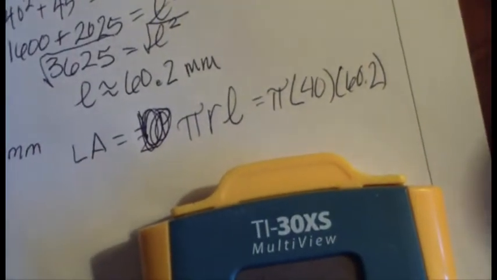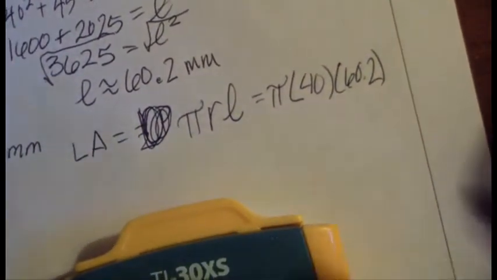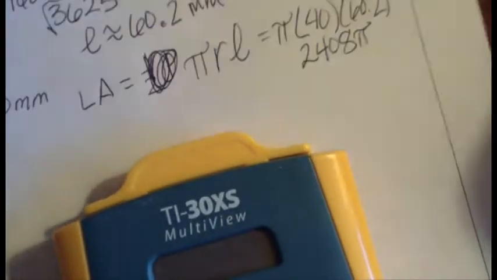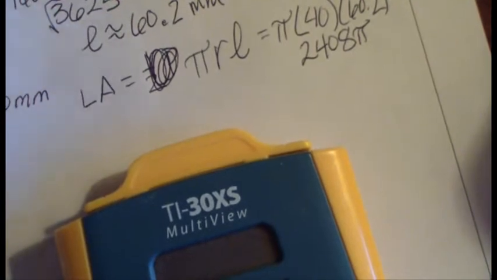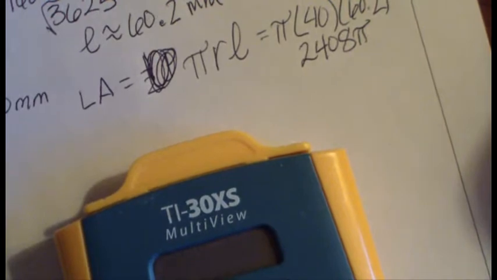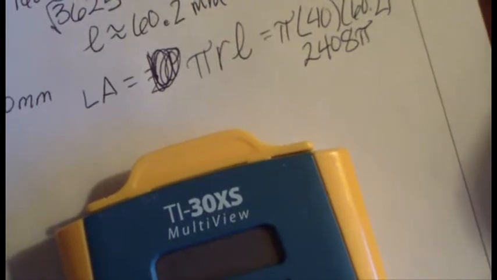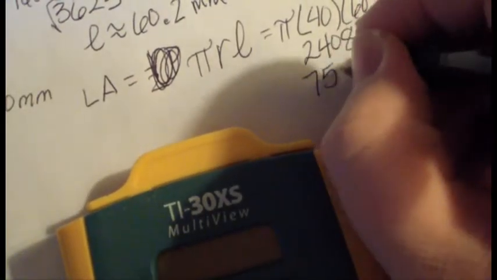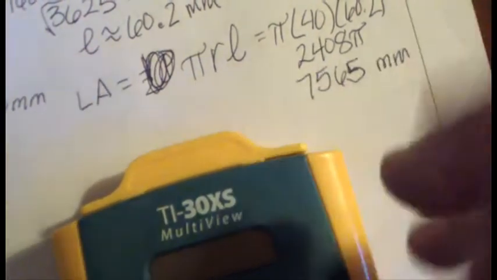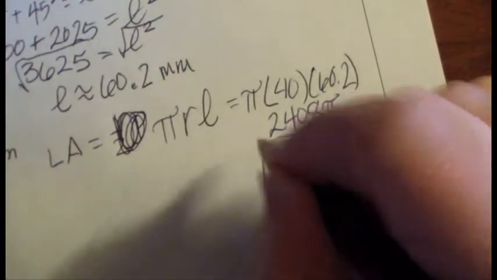So 40 times 60.2 is 2408 pi. Let's see what that is. 2408 pi is approximately 7,564.9, so I'll round that up to 7,565 millimeters squared. So that's the lateral area of our cone.